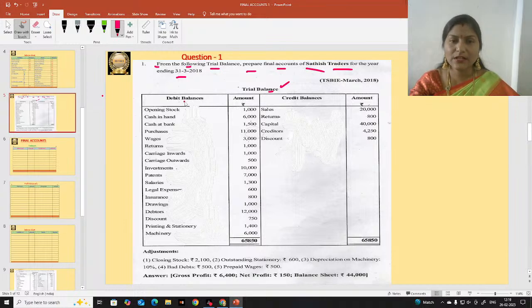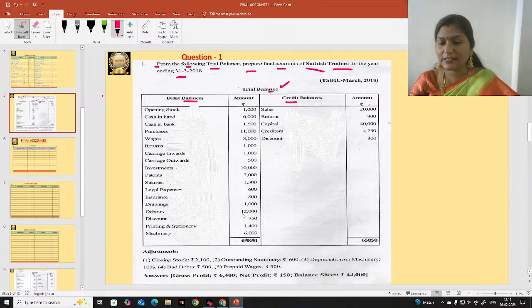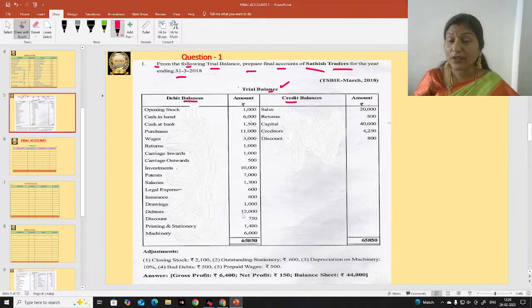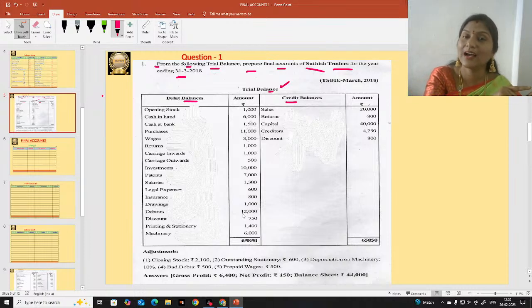On the debit side some items are there and on the credit side some items are there. Okay, so many items are given here. Remember one point, whenever you write these debit side items in our final accounts, there are chances to appear only on the debit side in the final accounts. All these debit side items will appear on the debit side only. So in the trading account debit side or the profit and loss account debit side, but in the balance sheet chances are there to appear on the asset side.